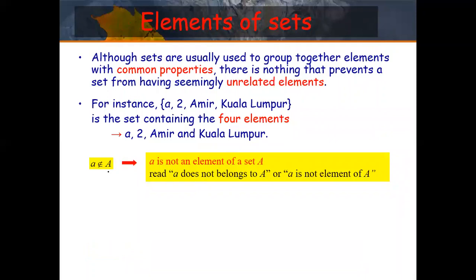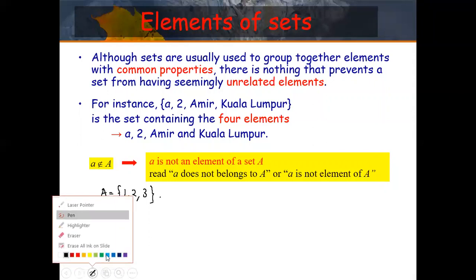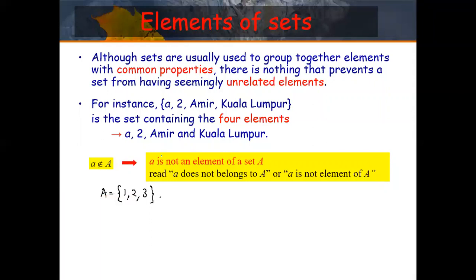given a set A, for example, set A is 1, 2, 3. Okay, thus 1 is an element of set A, 2 is an element of set A. How about 3? Yeah, 3 is an element of set A. How about if we have 5? No, there is no 5 in A, so 5 is not an element of A.